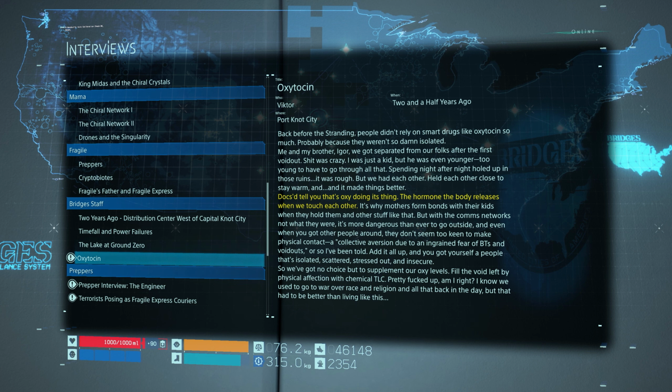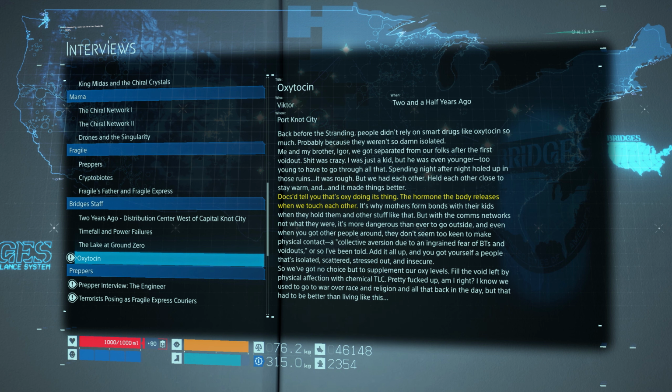Docs would tell you that's Oxy doing its thing. The hormone releases when we touch each other. It's why mothers form bonds with their kids when they hold them and other stuff like that.